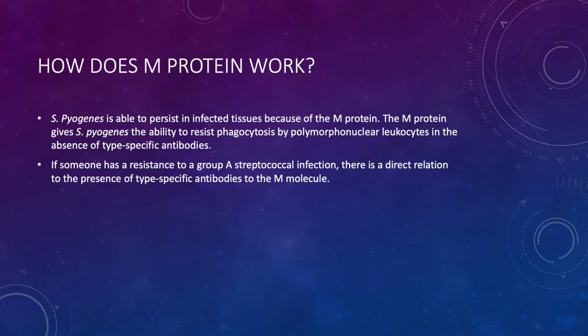How does M protein work? Streptococcus pyogenes is able to persist in infected tissues because of the M protein. The M protein gives Streptococcus pyogenes the ability to resist phagocytosis by polymorphonuclear leukocytes in the absence of type-specific antibodies. If someone has a resistance to a Group A streptococcal infection, there is a direct relation to the presence of type-specific antibodies to the M molecule.